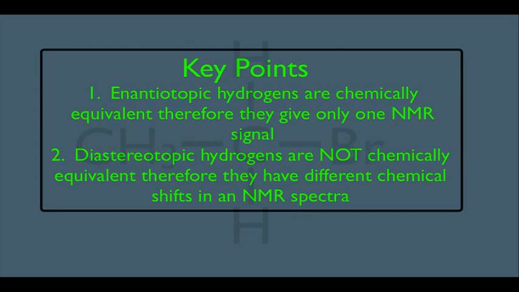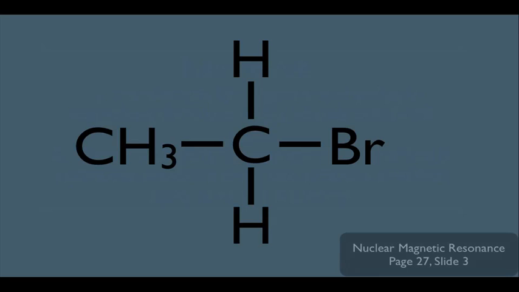So let's start with the enantiotopic hydrogens. If a carbon is bonded to two hydrogens and to two different groups, the two hydrogens are called enantiotopic hydrogens. Notice that's what you see here in front of you. You have a carbon that has two different groups, a methyl and a Br, and two hydrogens. And let's call this top one HA, and let's call this bottom one HB. These are your enantiotopic hydrogens.